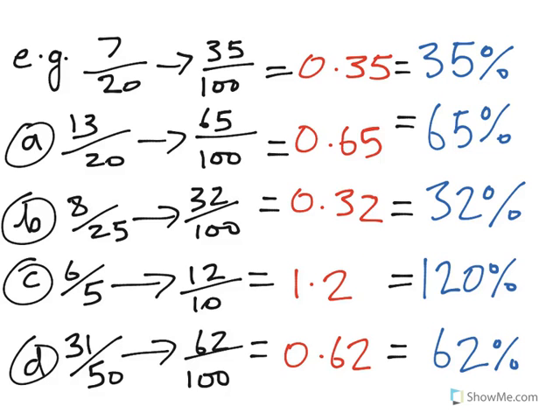Here is your first set of answers. For 13 over 20 to convert into 65 over 100, I multiply both the top and the bottom by 5. For 8/25 converted into 32/100, I would have multiplied by 4. For 6/5 to 12/10, I would have doubled it, multiplied it by 2. And for 31/50, I've doubled it again to make 62/100.